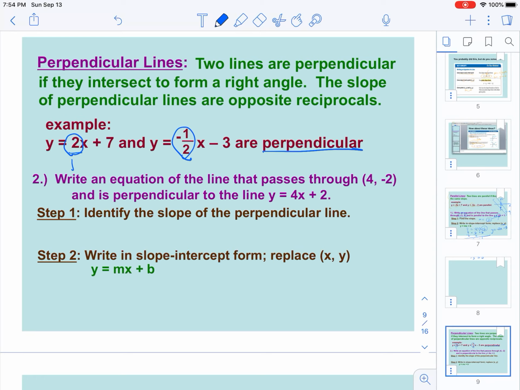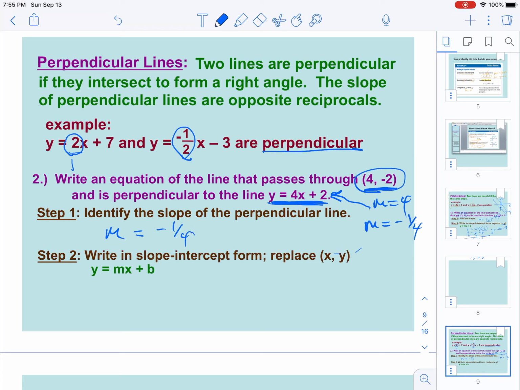So let's look at a problem. Write an equation of a line that passes through (4, -2) and is perpendicular to this line right here. Well, let's start by identifying the slope of the perpendicular line. If this has a slope of 4, any line perpendicular to y equals 4x plus 2 has to have, think about it, say it, write it down. I hope that you wrote this, -1/4. The slope of the line perpendicular to this one has a slope of -1/4.